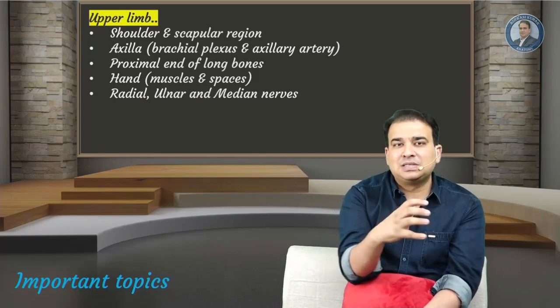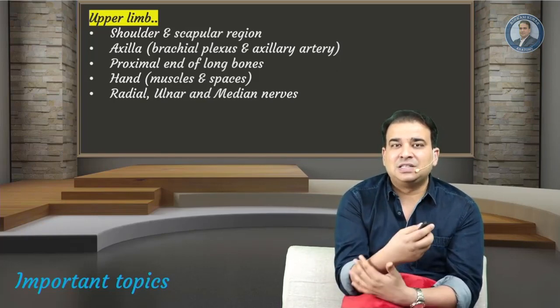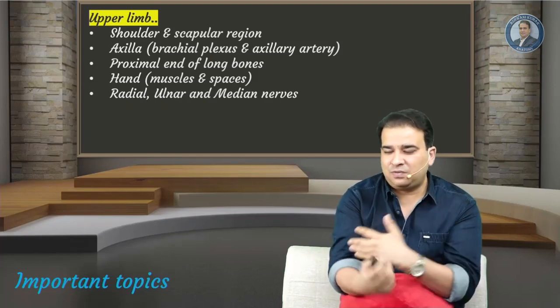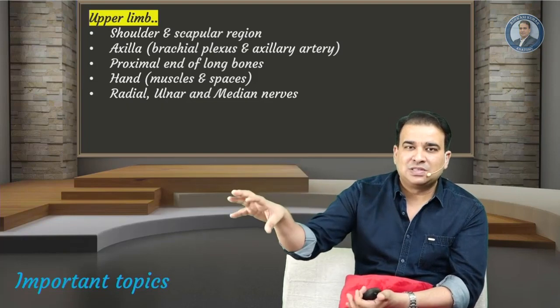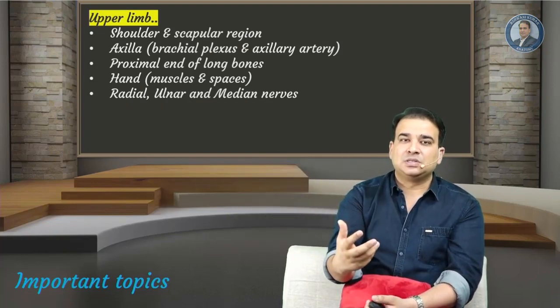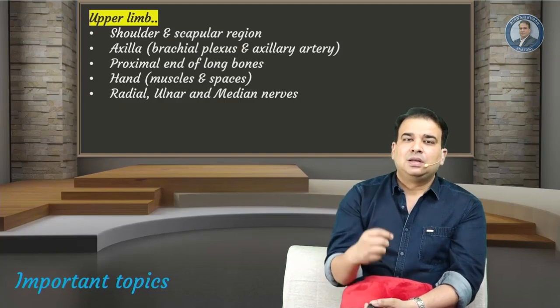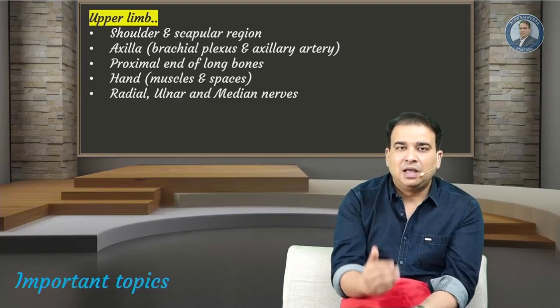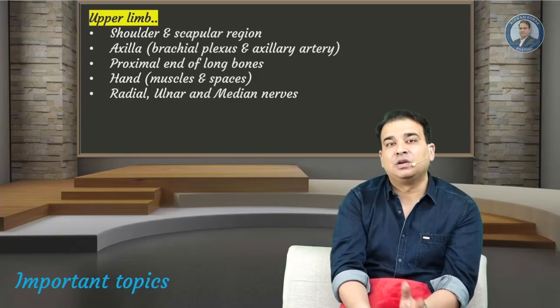You better remember the muscle with their action. The extensor of the wrist, extensor of finger, flexor of the wrist, flexor of the elbow. These groups of muscles are supplied by this particular nerve, and that's how you'll be able to answer the questions. More than knowing the action of a particular muscle, know the group of muscles and what action they are performing at a particular joint.